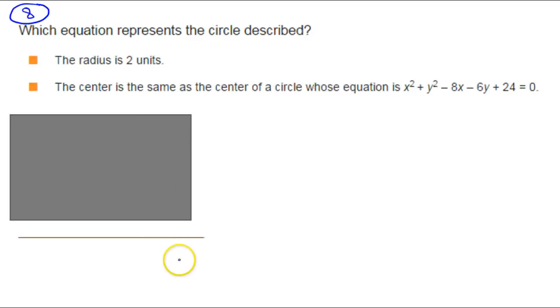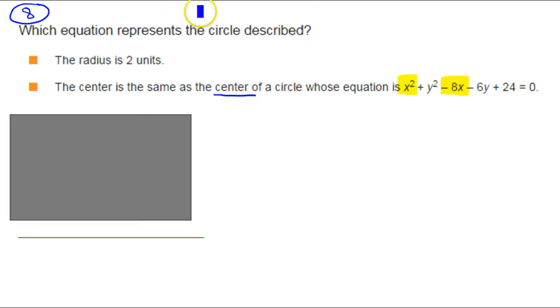Alright, this video is getting long, so this is going to have to be the last problem. So, which equation represents the circle described? The radius is 2 units, and the center is the same as the circle who has this equation. This is the tougher part, so let's go ahead and deal with this first. If I want to see what the center of this circle is, I need to rewrite this in standard form. The way to rewrite this in standard form is I'm going to have to complete the square.